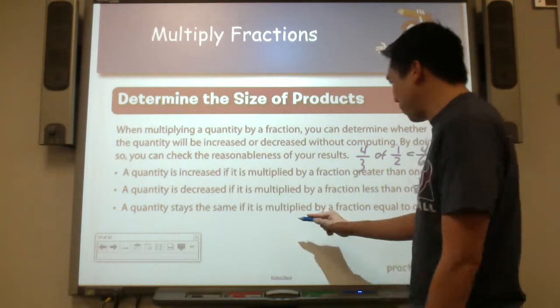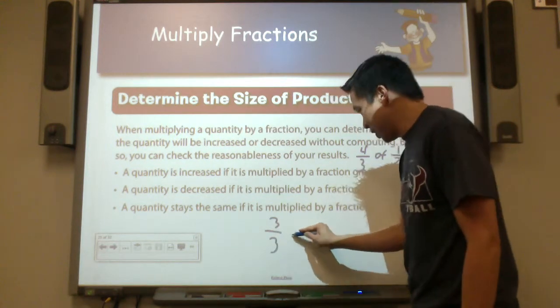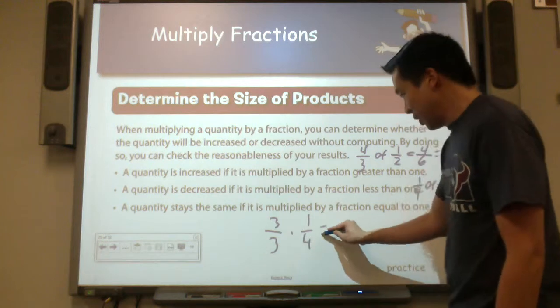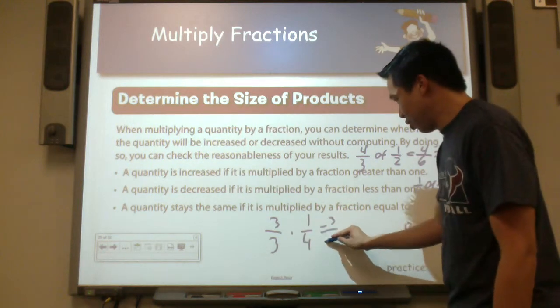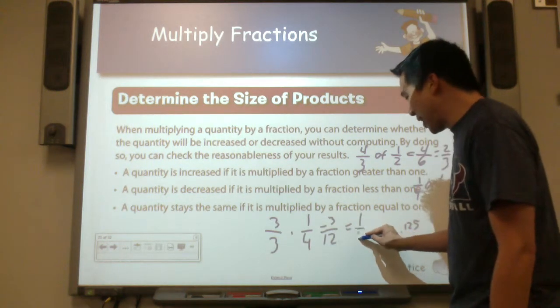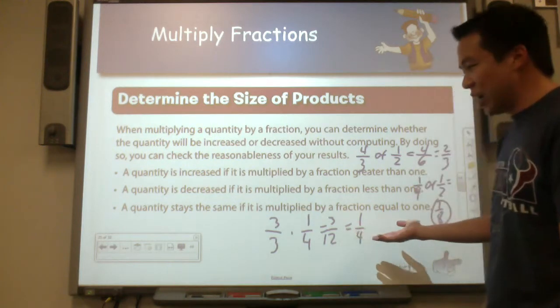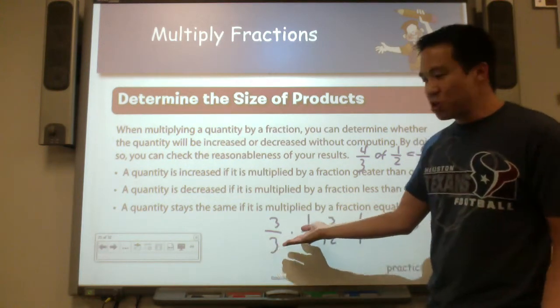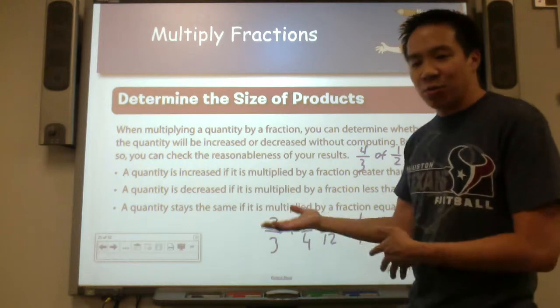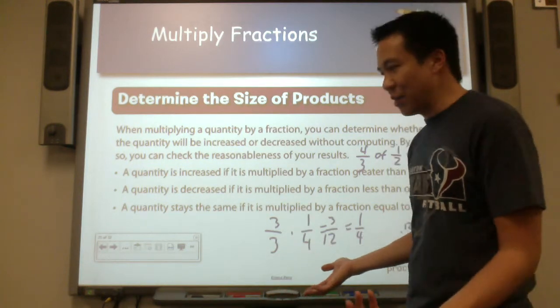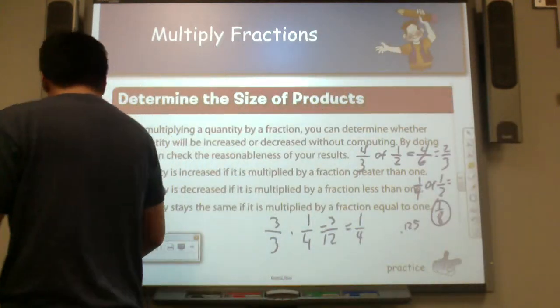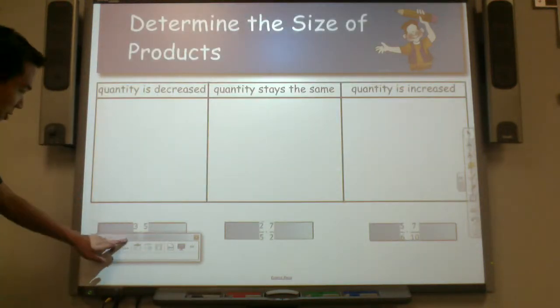And what if you multiply by this? 3/3 times 1/4. 3 times 1 is 3. 3 times 4 is 12. That simplifies back to 1/4. Did anything change? No, because with 3/3, you just multiply by 1. 1 times something is the same answer, the same quantity you just got. So, let's practice some of this.